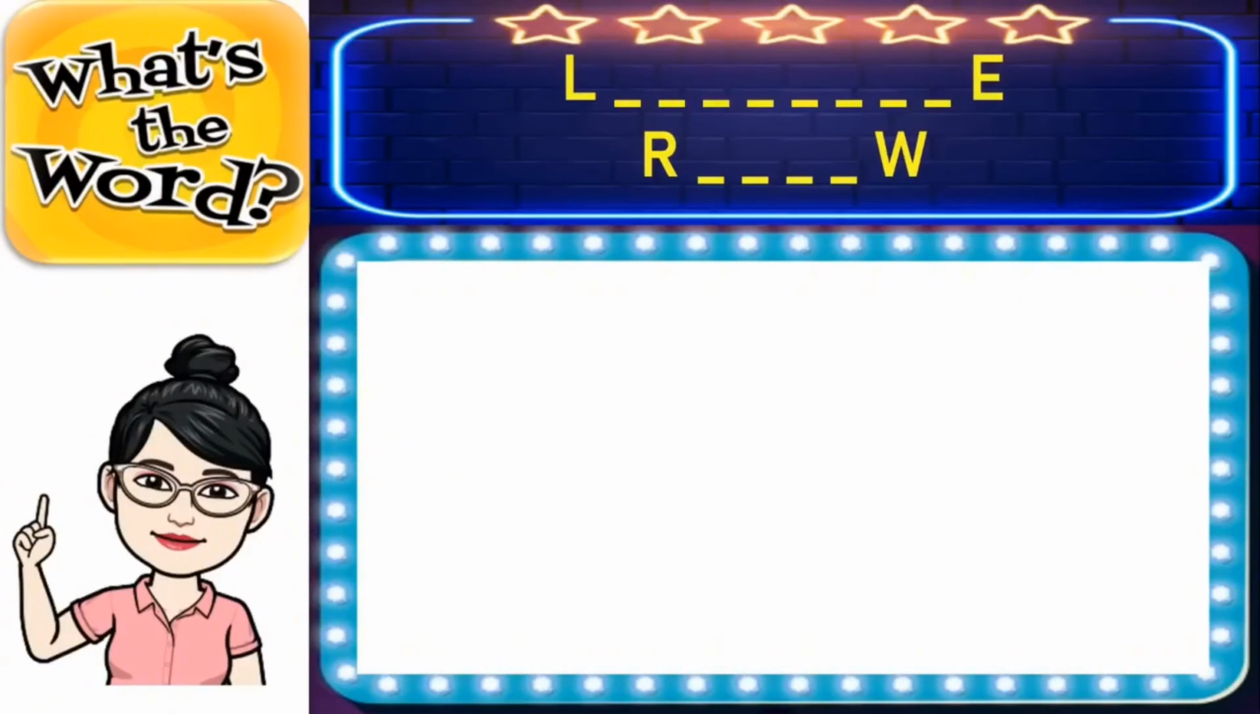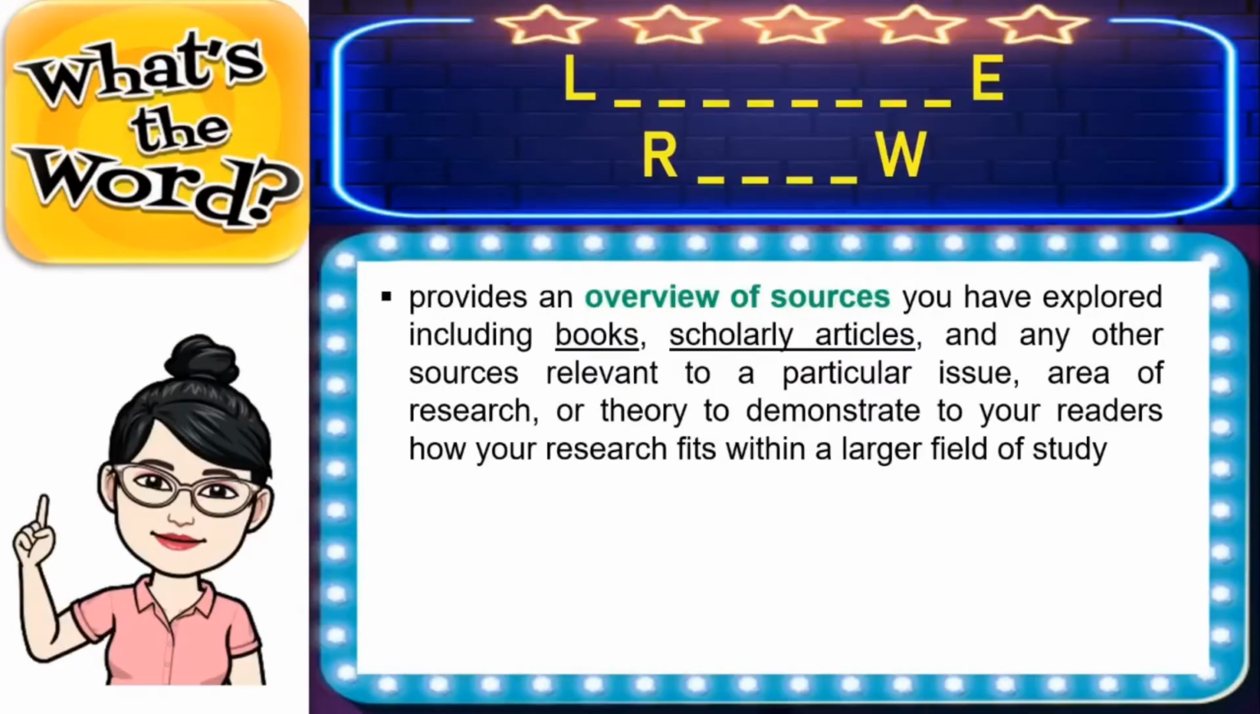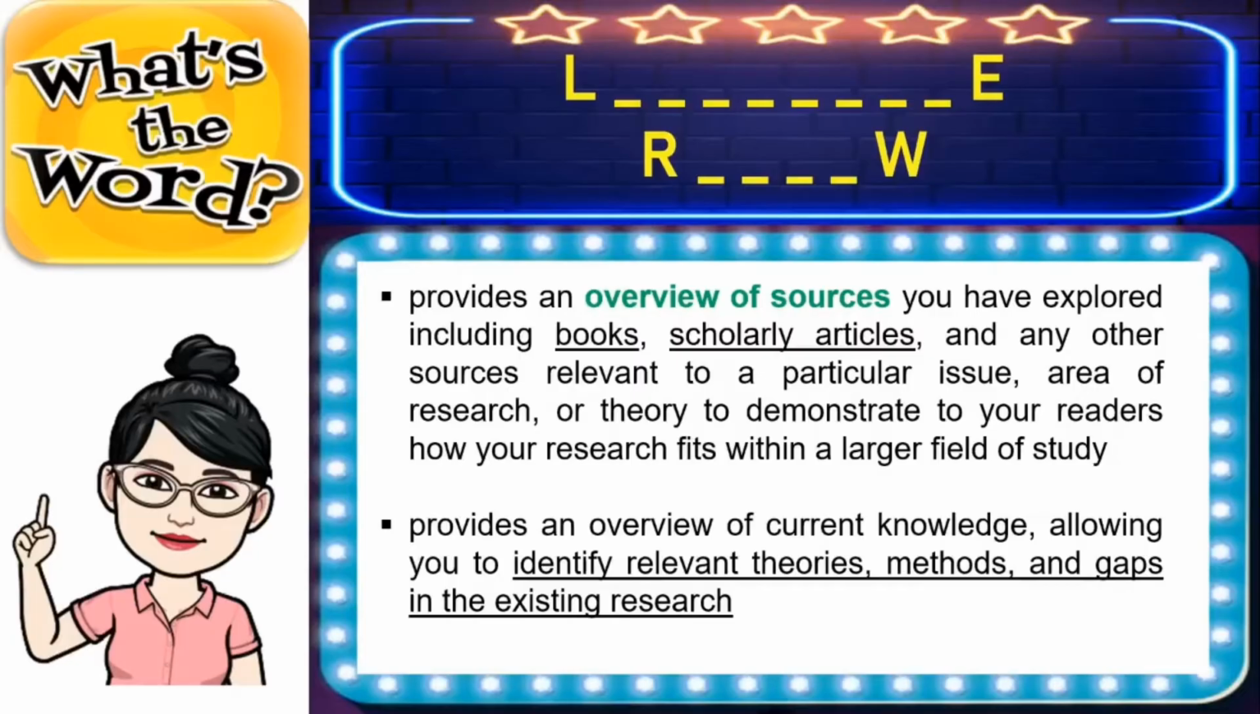Word number 5. It provides an overview of sources you have explored, including books, scholarly articles, and any other sources relevant to a particular issue, area of research, or theory to demonstrate to your readers how your research fits within a larger field of study. It also provides an overview of current knowledge, allowing you to identify relevant theories, methods, and gaps in the existing research.